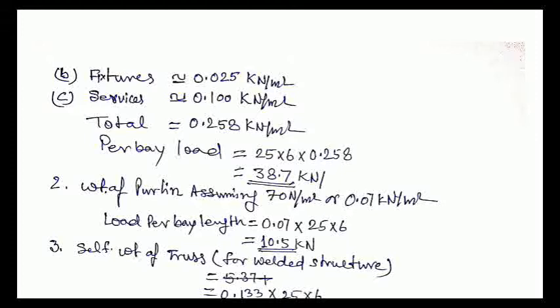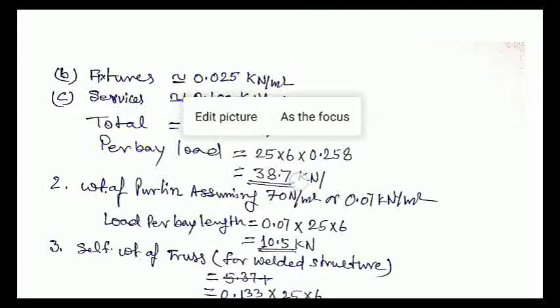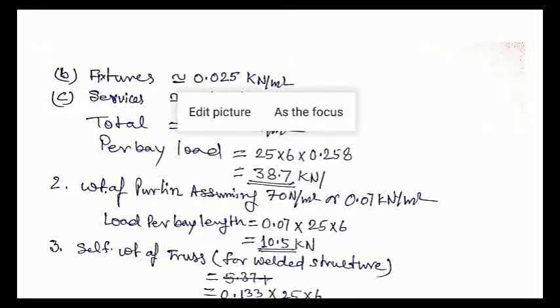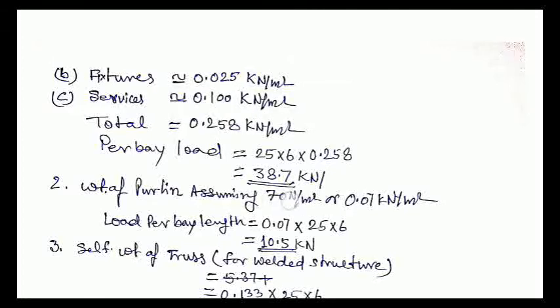Okay, so per bay load, per bay means each truss gap. So load in each truss gap, or the load coming on each truss. So this will be 25 into 6, because 6 is the CC distance between trusses and 25 meter is the span of the truss. So this is total area, and the total load comes out to be 38.7 kilonewton.